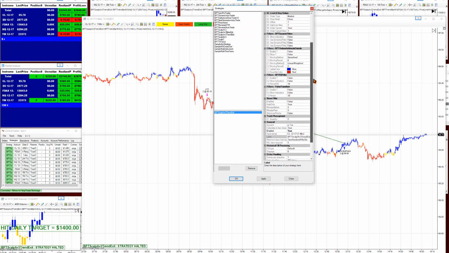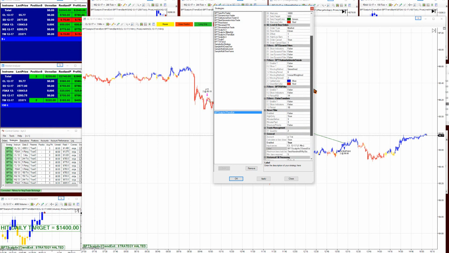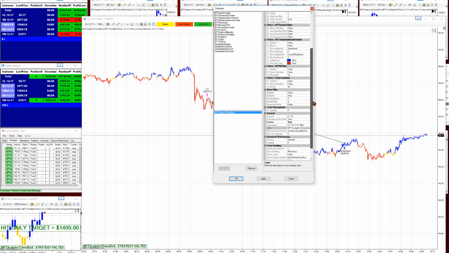There is no stop loss, no trailing stop. You have a couple of filters. Whether you want to use them or not, that's up to you. You don't want to bang your head with it because it's already filtered enough. You don't need to use the filter.